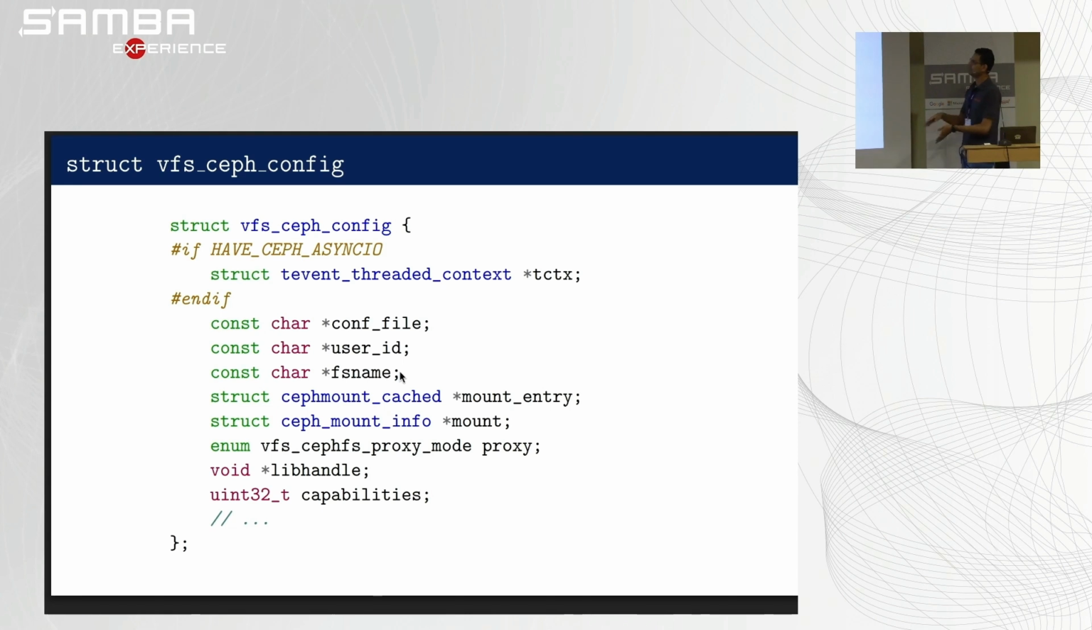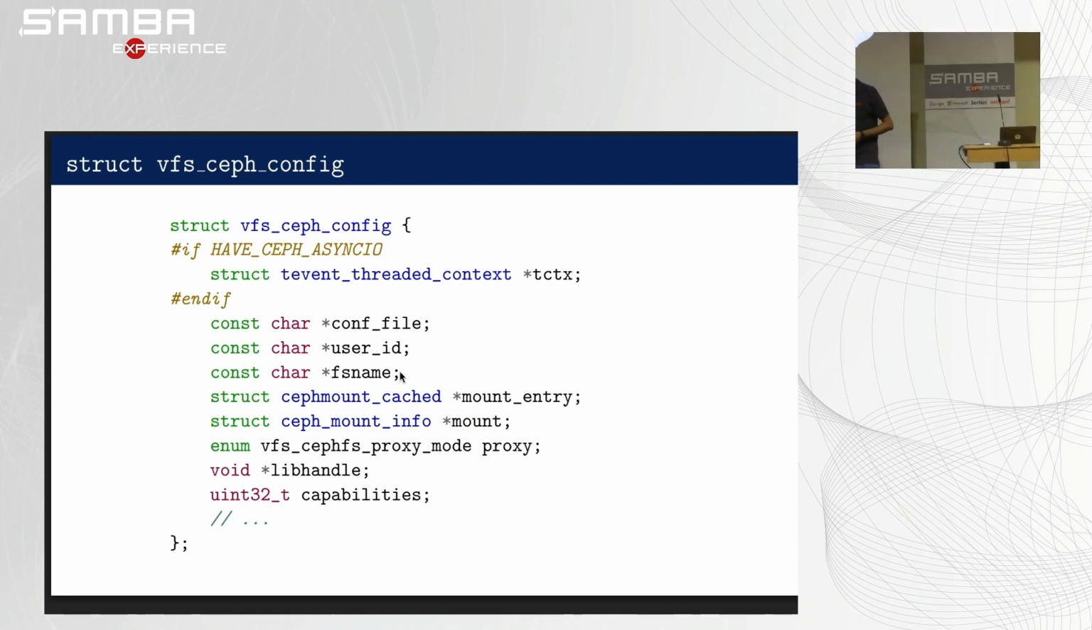This is the whole VFS Ceph config that we currently maintain. And there is a cookie kind of thing that we used for local caching of mounts. And this cookie has to match these three values here. So the conf file for Ceph and the user ID and the file system name itself. And we have the proxy mode options and the library handle for dynamically loading whichever is the library, whether it is a proxy or the normal one.